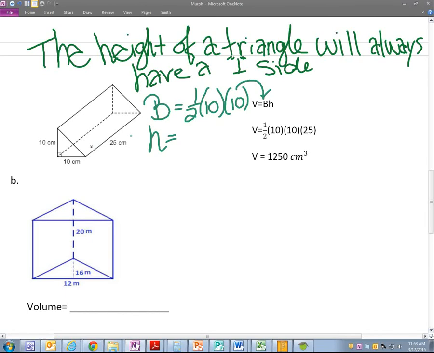Oh, all right. 25 centimeters is the height. So I'm going to plug these in. Volume equals, oh, I already did. So 1/2, so this part here is my B. What's up, B? Okay. Times the height. So I do 1/2, 10 times 10. So I take 10 times 10, which is 100. Then I have half of that, which is 50. And 25 times 50 is 1,250 cubic centimeters.